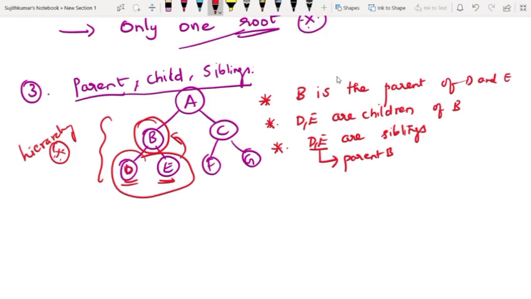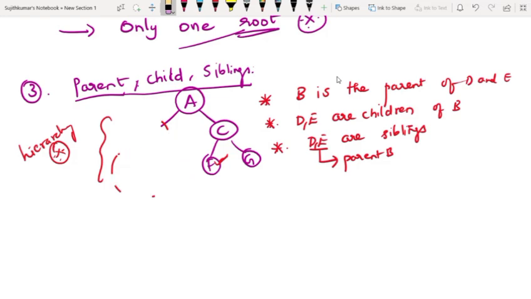I'll ask you a question: are E and F siblings? No, definitely not, because they don't belong to the same parent. E is the child of B, F is the child of C. So E and F are not siblings. Let me erase this off. No problem, I'll write.